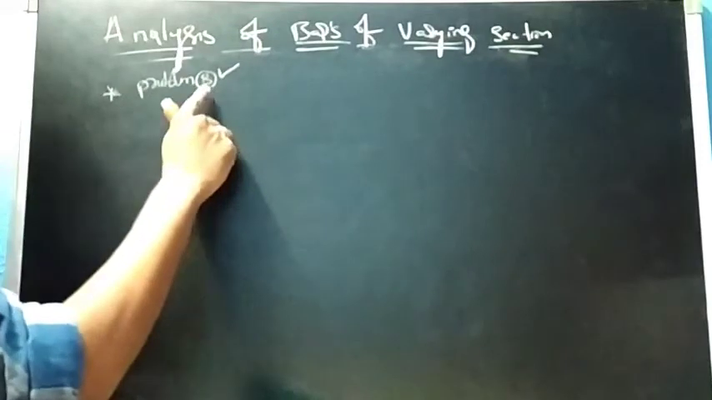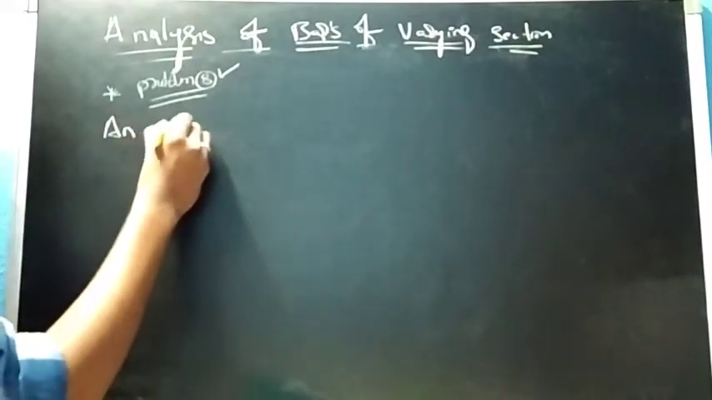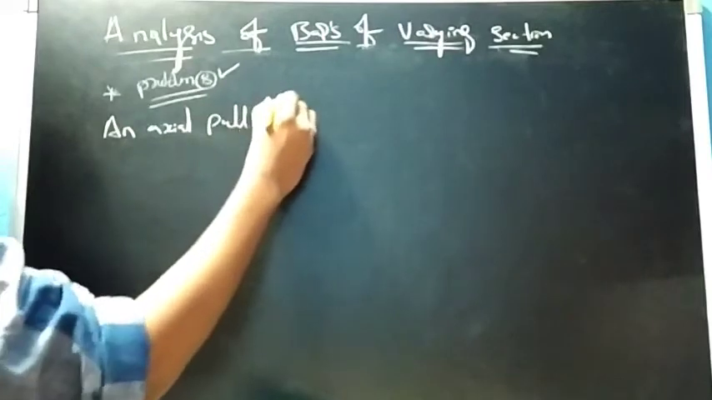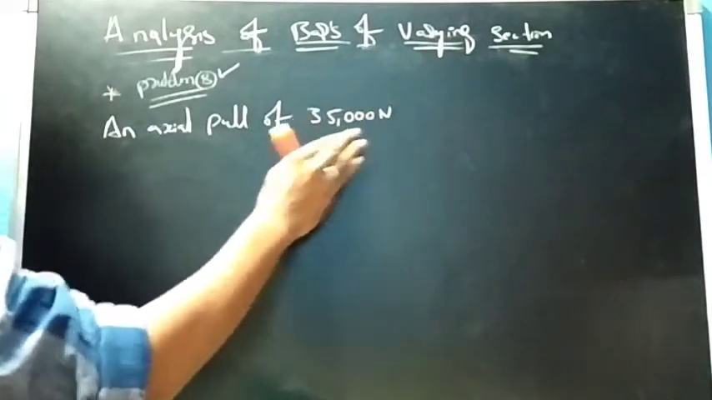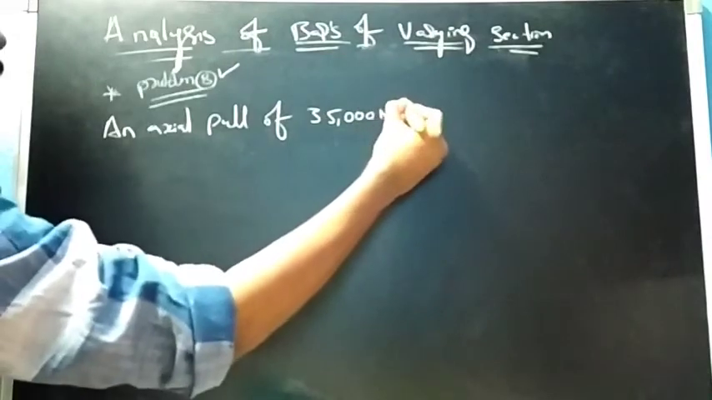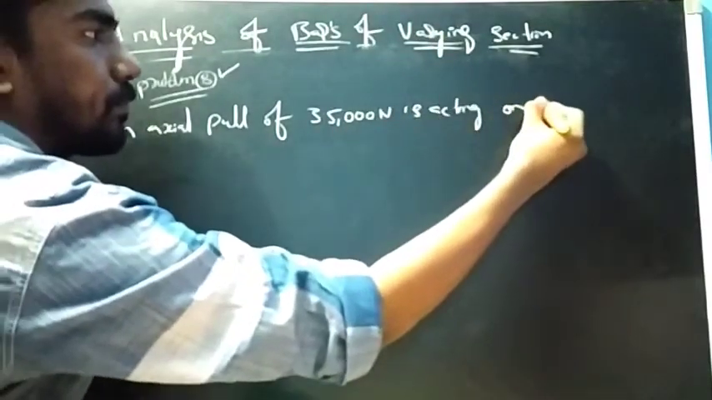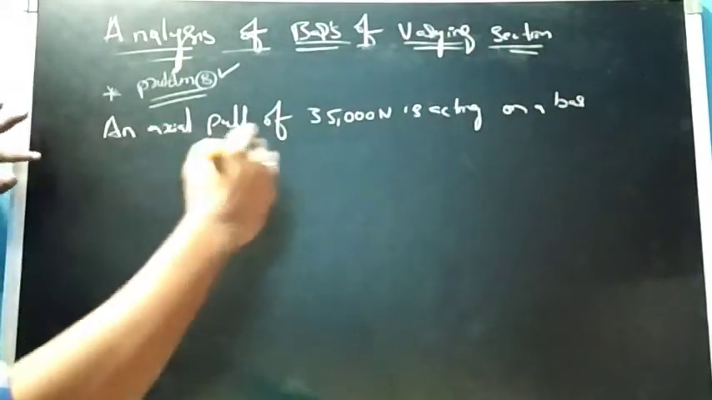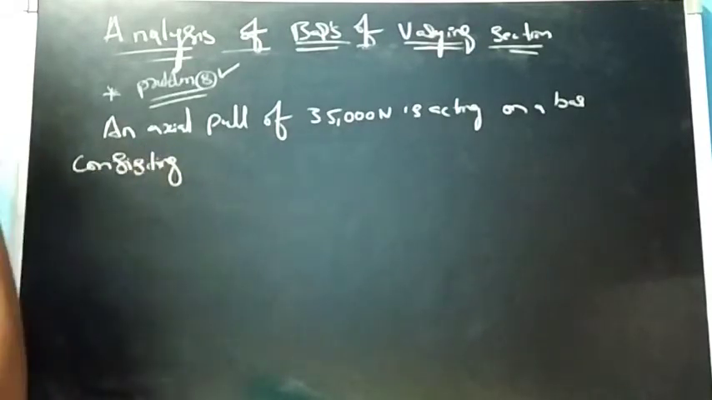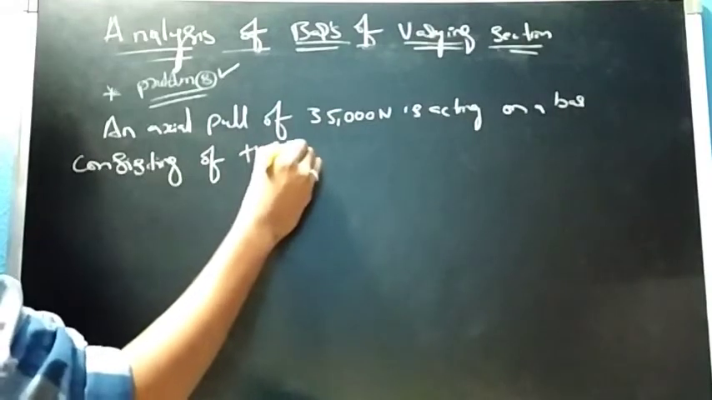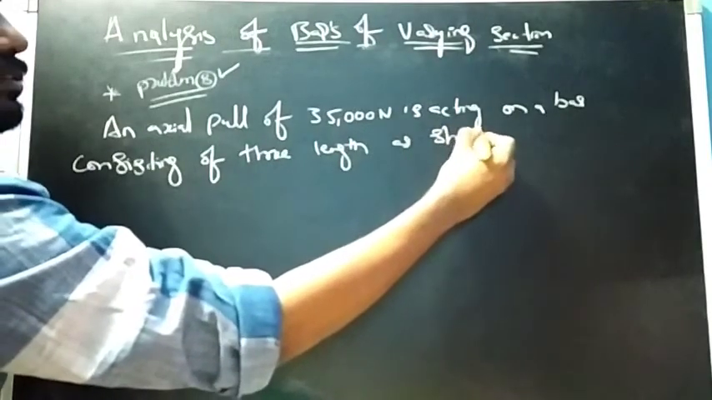And this is problem number 8. An axial pull of 35,000 newtons. It is directly given in newtons, no need to convert into newtons, right? Is acting on a bar, the bar consisting of 3 lengths as shown in the figure.